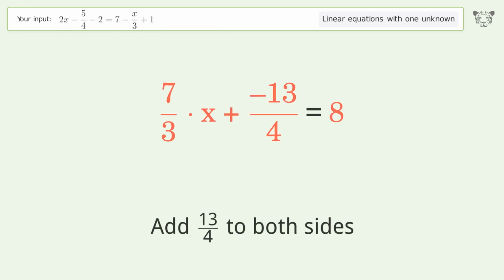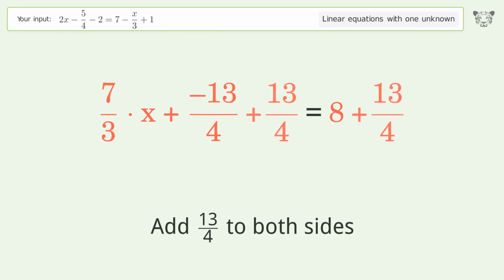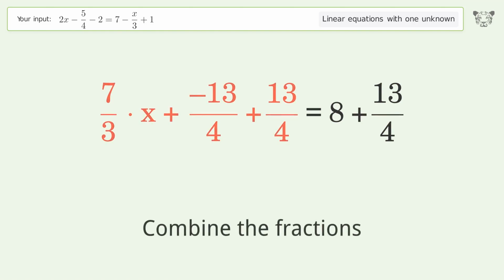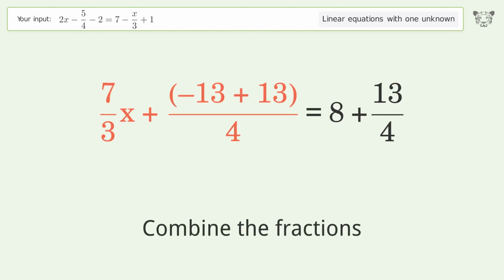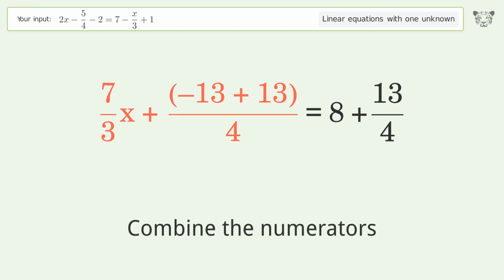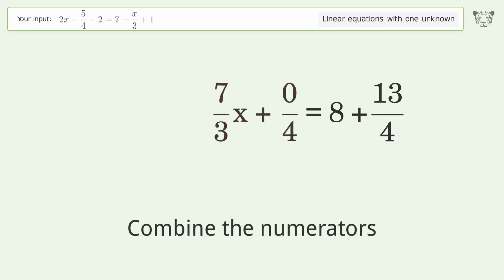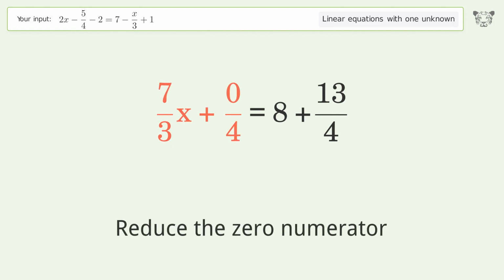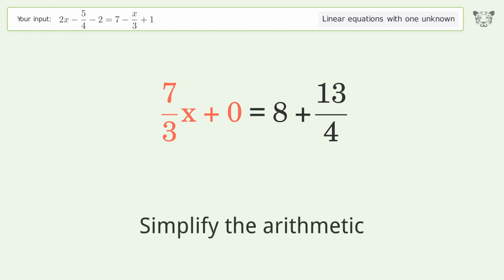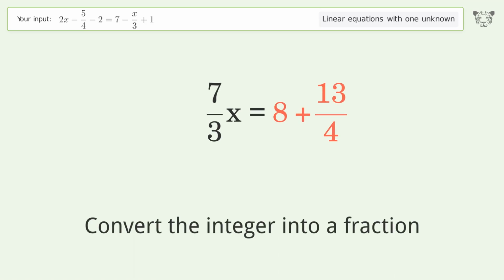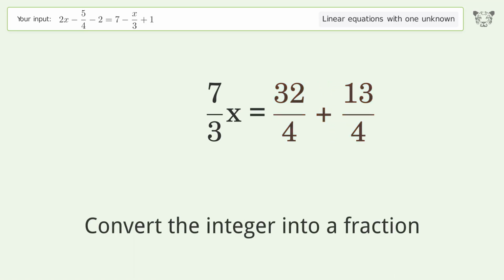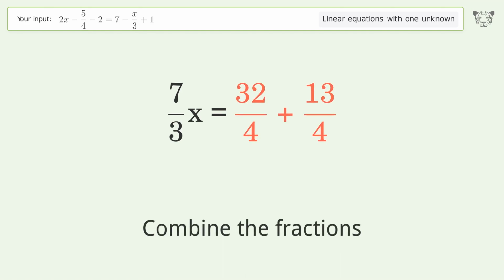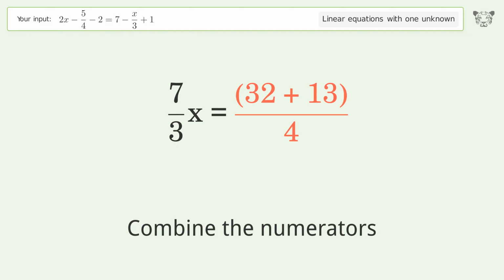Add 13/4 to both sides. Combine the fractions. Combine the numerators. Reduce the zero numerator. Simplify the arithmetic. Convert the integer into a fraction. Combine the fractions. Combine the numerators.